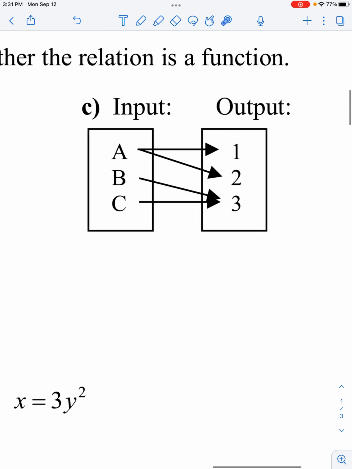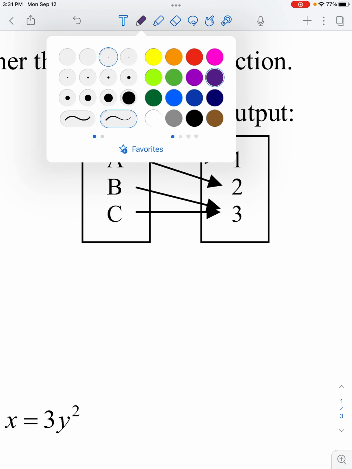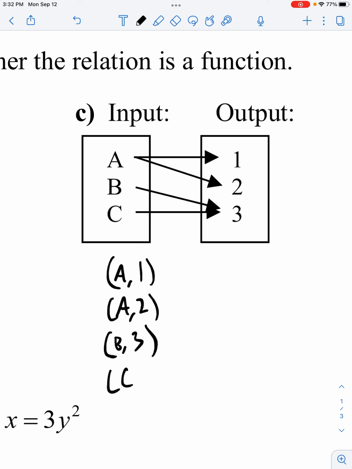And then part C here. Let's talk about my domain and what the ordered pairs for this one would be. My ordered pairs would be A, comma 1, A, comma 2. So A gets paired with 1, and it gets paired with 2 as well. B gets paired with 3, and C gets paired with 3.